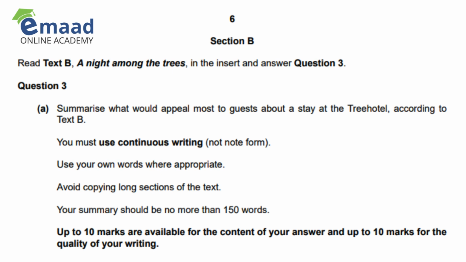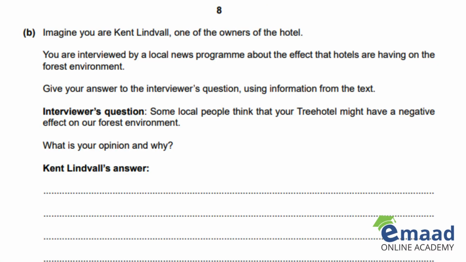So when you read text B, you will have to summarize it. There are two questions in section B. One is to summarize for 20 marks. You will summarize the reading text, and the other, 5 marks question, is a short question in which you will answer the question being asked. It will be based again on reading text B.